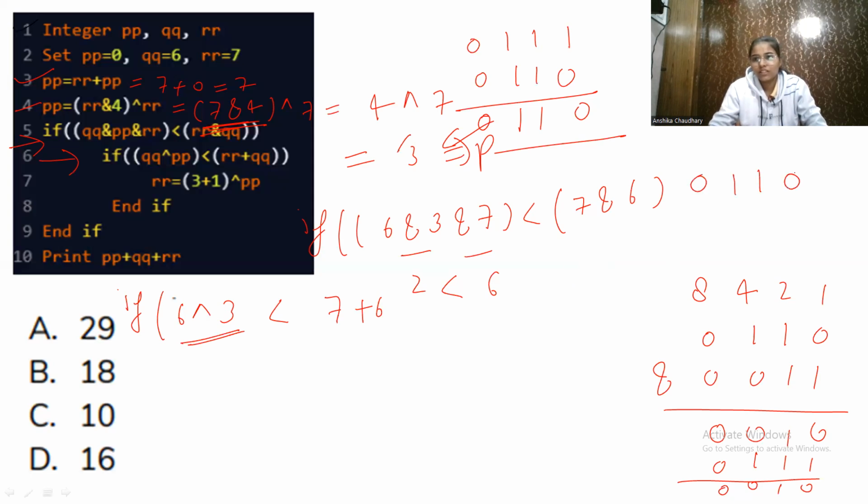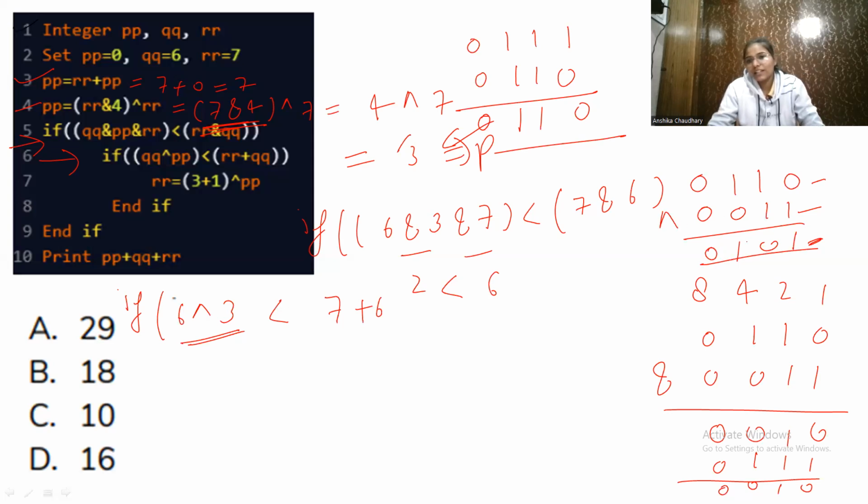So 0110 and 0011. So it will be 1010. Why? Because where both the values are different, it will give us 1, and where both the values are the same, it will give us 0. Why? Because this is an XOR operation.